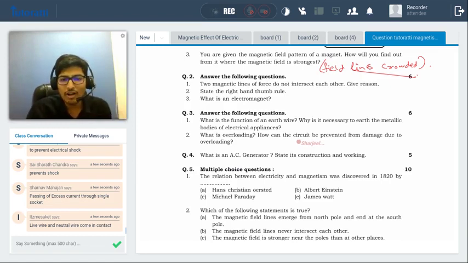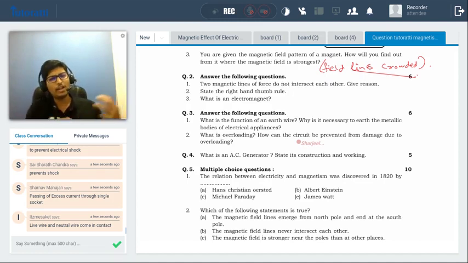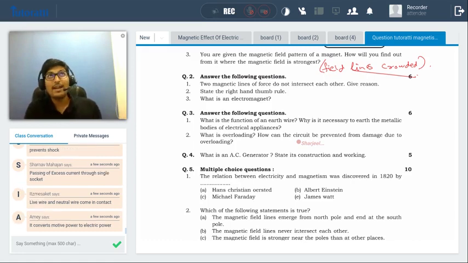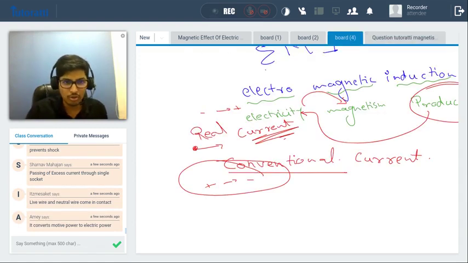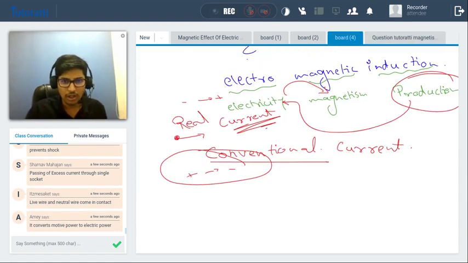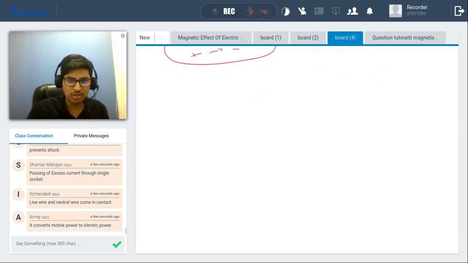What is an AC generator? State its construction and working. That's a pretty lengthy answer. I'm sure you know this. What is a generator? A generator is something which converts mechanical energy to electrical energy, right? An AC generator will produce which current? AC current. You know already that there are two types of electric current. I would still like to just broadly specify.